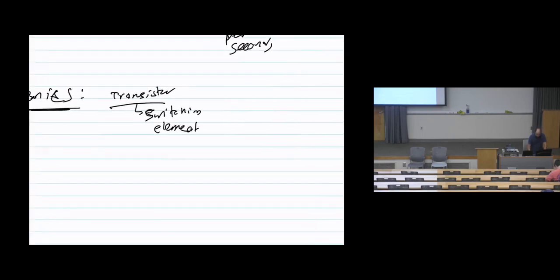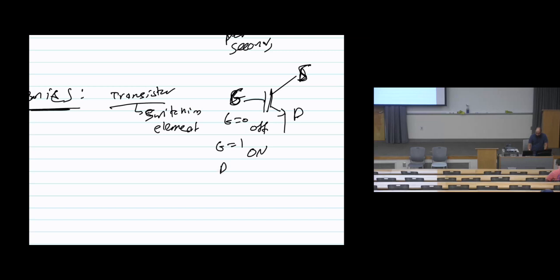So let's look at the transistor. This is one example of a transistor. It can be different ways. This is the base, or we can call it the gate. Here is the source, here is the drain. If the gate is 0, then the drain will not be anything, it will be switched off. If the gate is 1, the switch will be on, because the drain will equal the source.